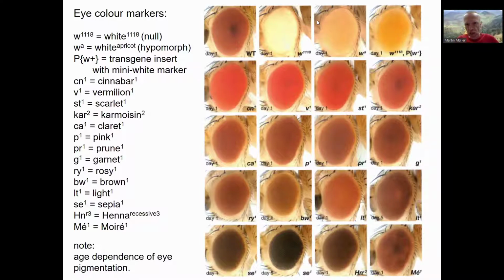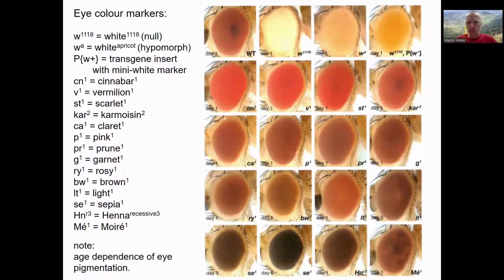You can see in the wild type up here, this dark spot here is called the pseudopupil. And in moiré, there are several of these pseudopupils. This is a dominant marker present on the TM1 balancer chromosome, but it's not so easy to use as other dominant markers. So that's why I think not many people are using the TM1 balancer chromosome.